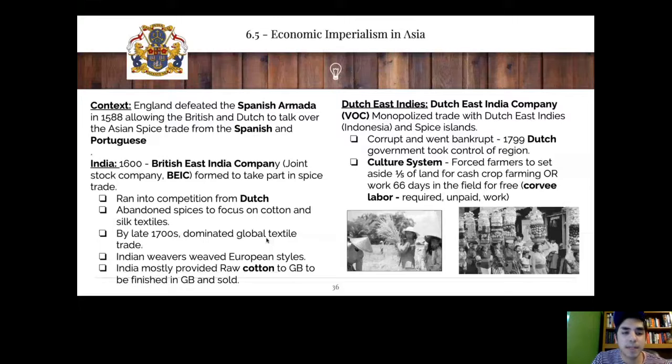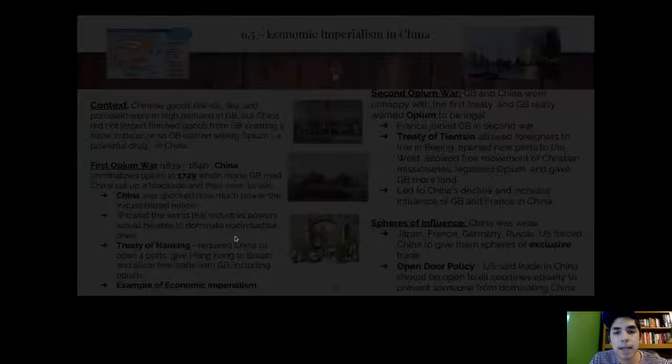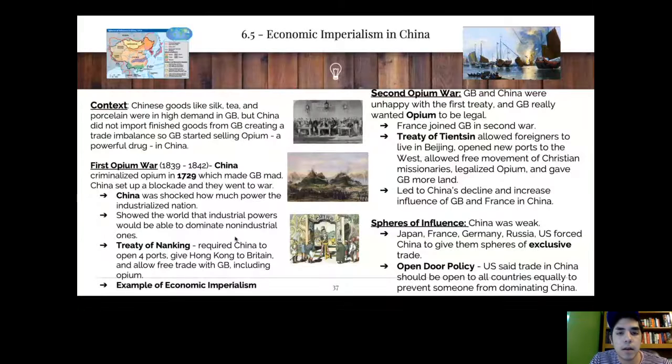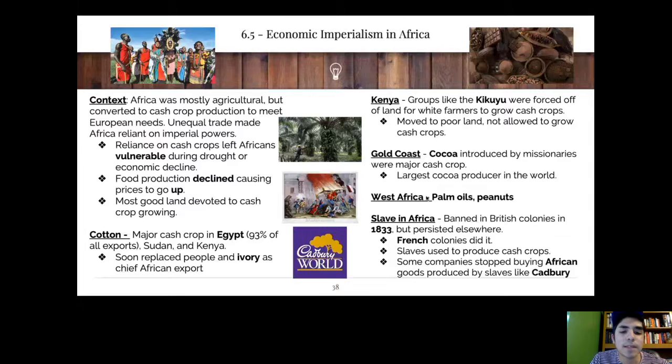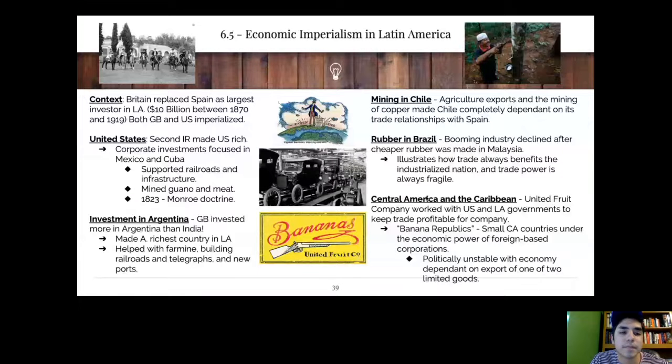So economic imperialism takes place during this period. We talked about the British East India Company, so go ahead and read through these slides. We talked about spheres of influence. I read that long passage from the Princeton Review, so read through this slide about economic imperialism in China and spheres of influence, economic imperialism in Africa, and in Latin America. The U.S. is a major economic imperialist country in Latin America.